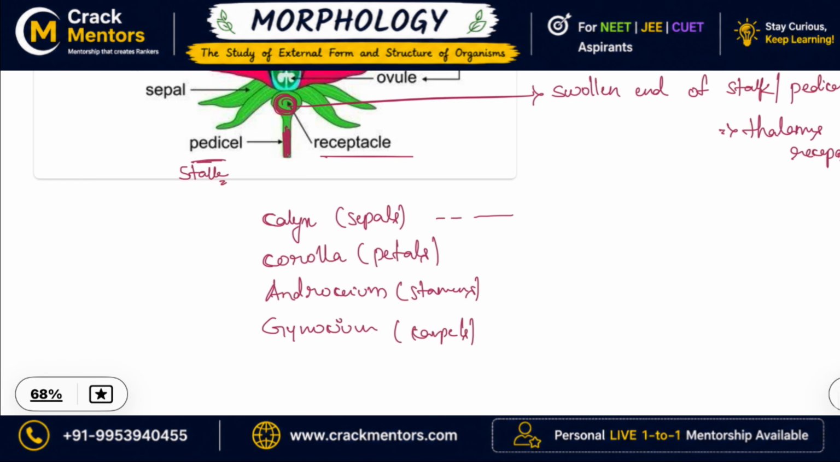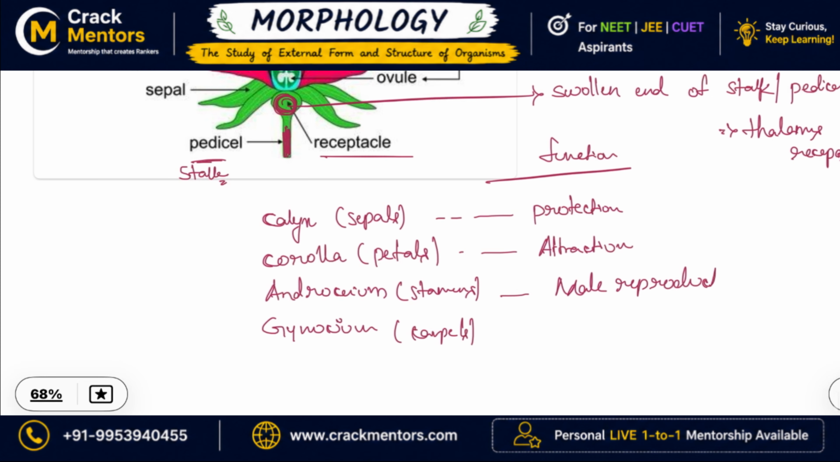Coming to their function, the function of sepals is protection. The function of corolla is attraction. Androecium is our male reproductive organ, and Gynoecium is the female reproductive organ. Here, this green leaf-like structure at the lower part of the flower is the sepals. These are for protection. The colorful parts above are the petals. Their function is attraction.